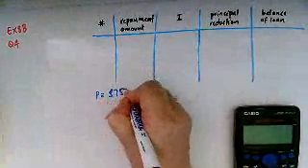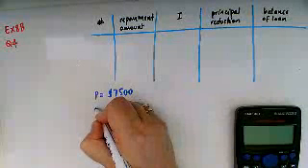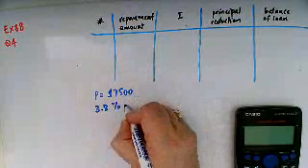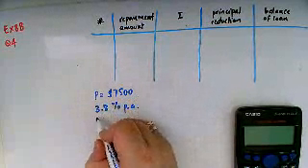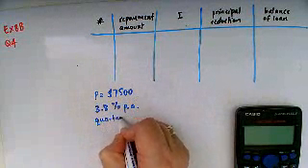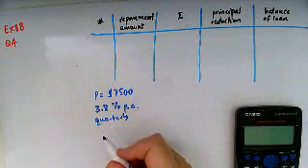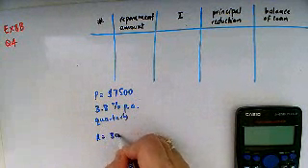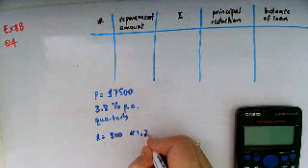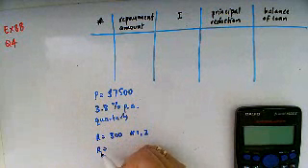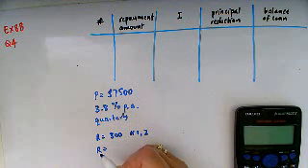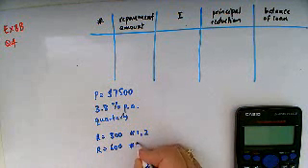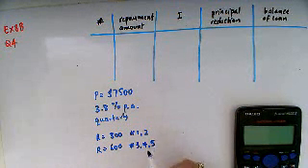P equals 7,500. 3.8% per annum, compounded quarterly. Two payments of $300, so R equals 300 for payment number 1 and 2, and then double this amount for the next 3 payments. So doubling 300 is 600 for payments number 3, 4 and 5.